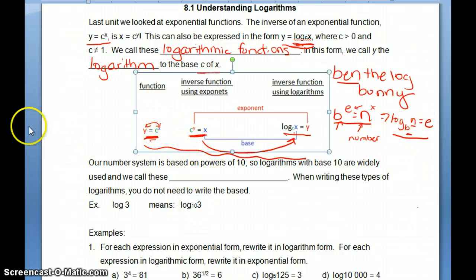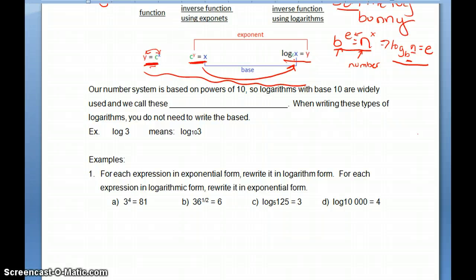All right? So moving on, one thing that we hopefully should remember from elementary school is that our number system is based on powers of 10. And so logarithms with base 10 are widely used, and we call these common logarithms.